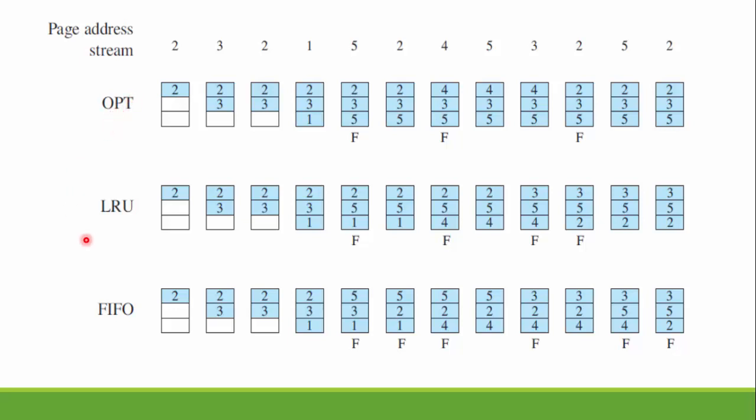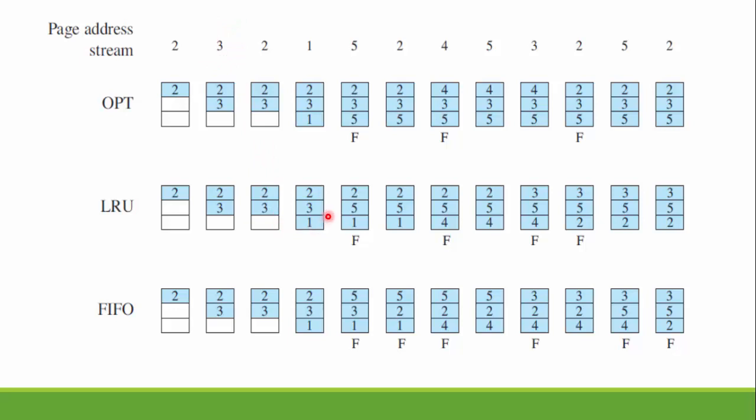The next one is least recently used. We load 2, we load 3, 2 is already there, 1 is loaded, now 5. Now we need to replace something. Which one should we replace? In least recently used, we replace the one which has not been used for the longest time. So we look into the past this time. We look into the past and see, 1 is there, 2 is there, 3. So 3 is the oldest.